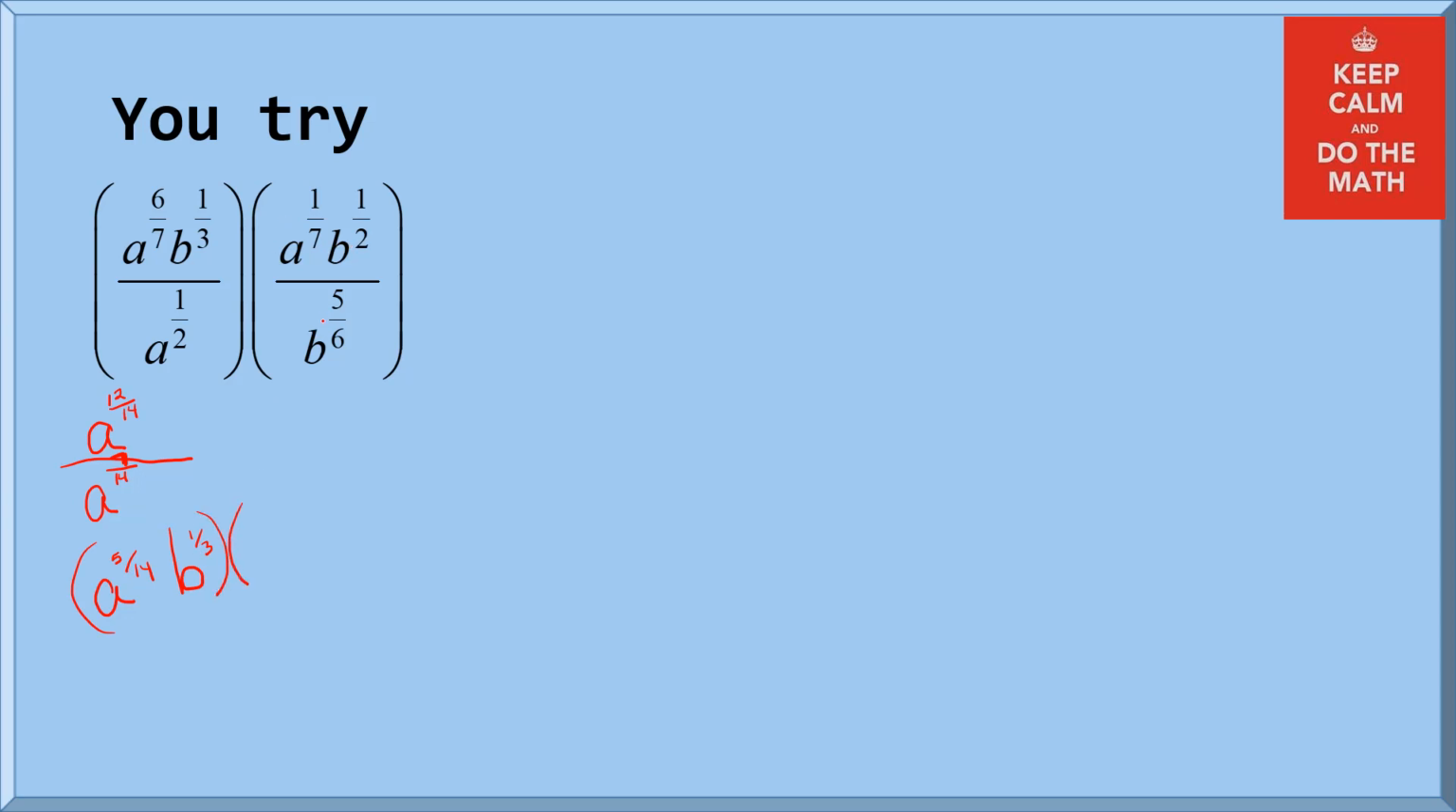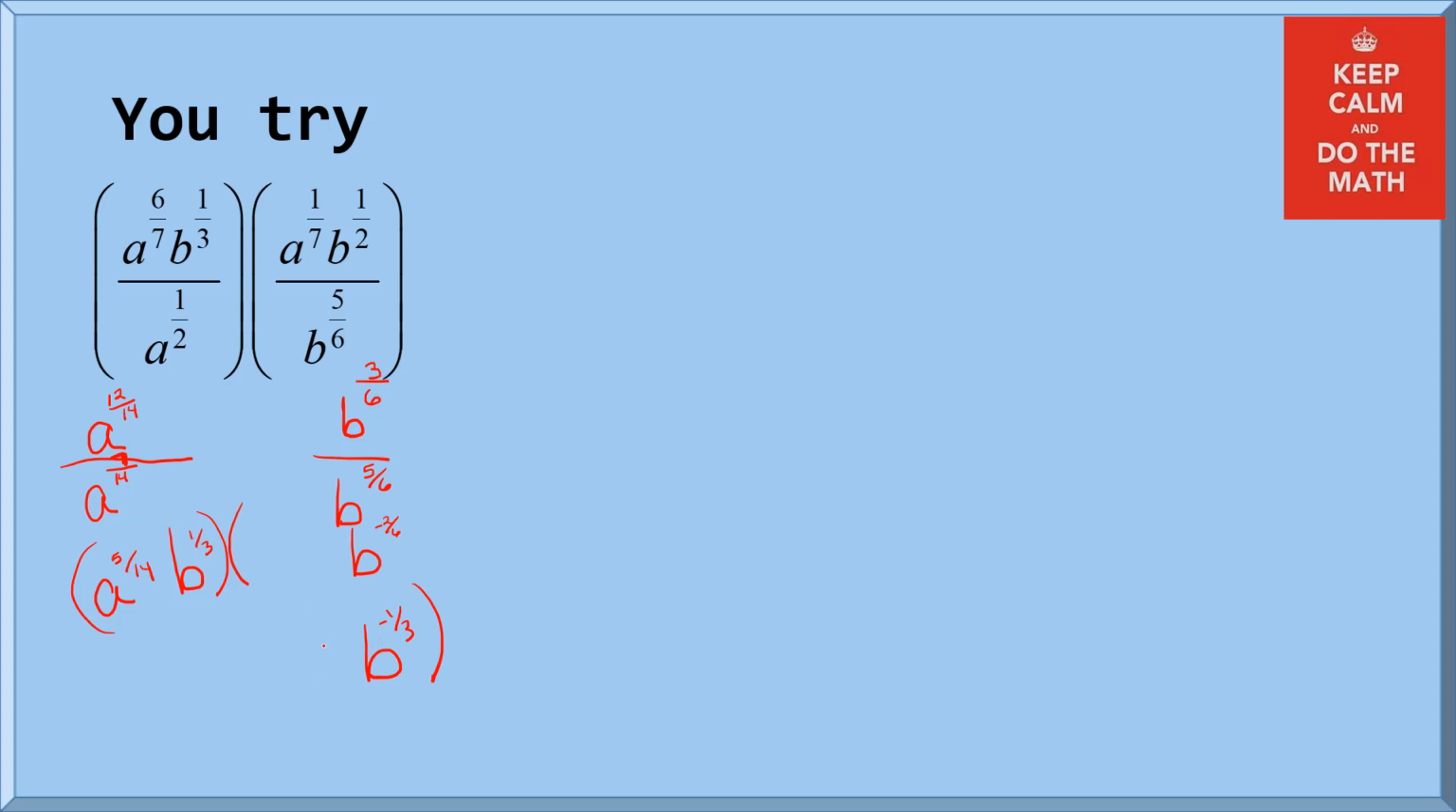Over here I have the b's. So I'm going to take the b to the 1/2 divided by b to the 5/6. Again, I need a common denominator. So in this case, 2 and 6, the common denominator is 6. So 1/2, if I take 2 times 3 to get the denominator of 6, I take the numerator times 3, so 3 times 1 and 3/6. And b to the 5/6 is on the bottom. And 3/6 minus 5/6 is going to be b to the negative 2/6, or b to the negative 1/3.